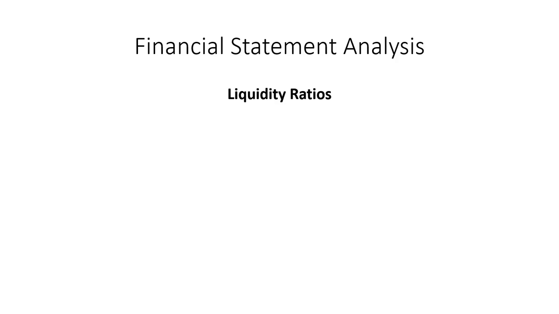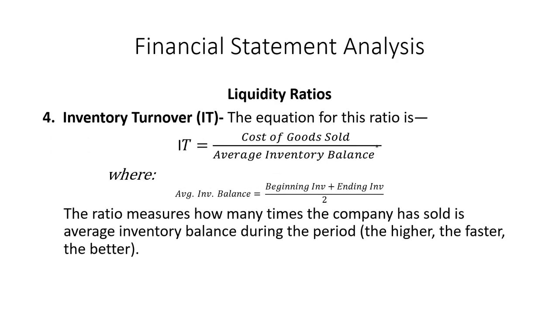Okay, and so you want to sell your inventory. If you don't sell your inventory, you're out of business. So you want to sell it as fast as possible. Okay, so it's basically cost of goods sold divided by your average inventory balance.